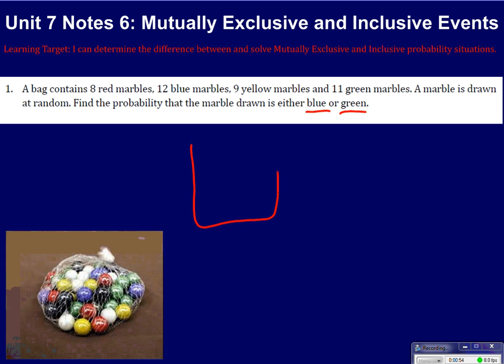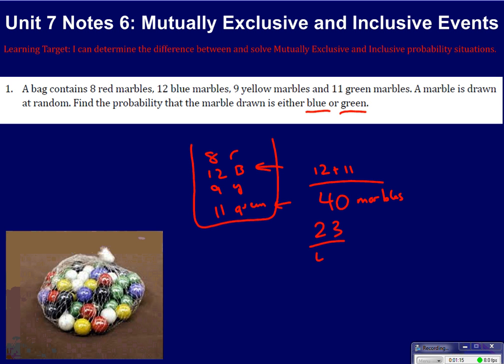So if I've got my marble bag here, I've got 8 red, 12 blue, 9 yellow, and 11 green. So that's going to be a total of 40 marbles. How many of them are blue or green? Well, I got 12 blue and 11 green. So that's going to be 23 out of 40 marbles.